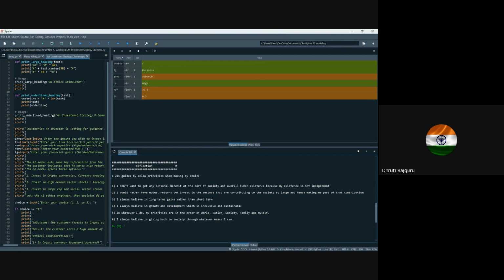I always believe in long-term gains rather than short-term. Companies like cryptocurrencies and the second option, beverages and tobacco, may give you high returns from the start, but over a period of time there's no clarity on whether it will crash or not. On the other hand, if you invest in good companies like ISRO and DRDO, initially you may find moderate returns, but over time, since it is environmentally friendly, there are comparatively fewer chances for it to crash. So I always believe in growth and development which is inclusive and sustainable.